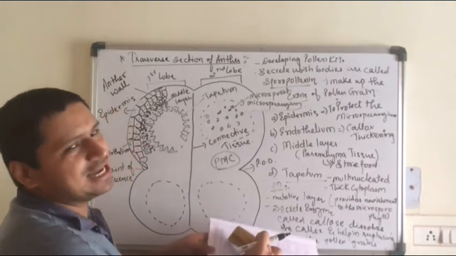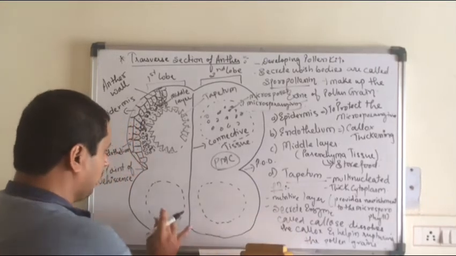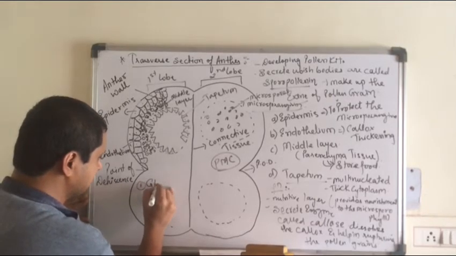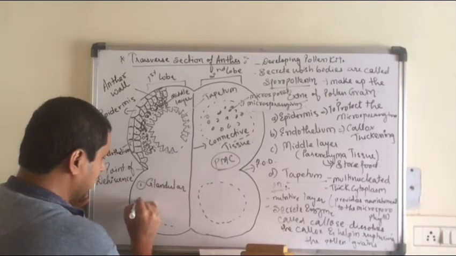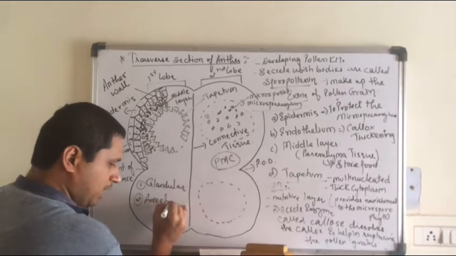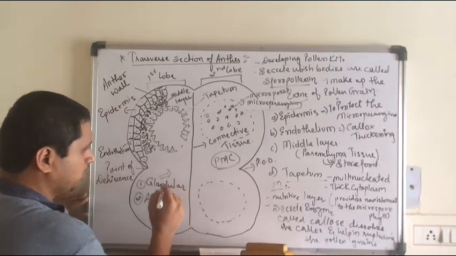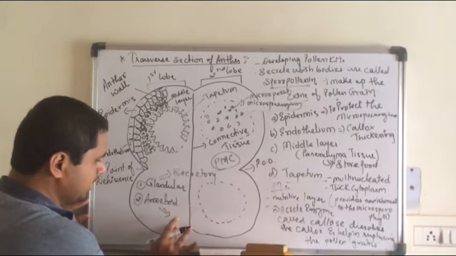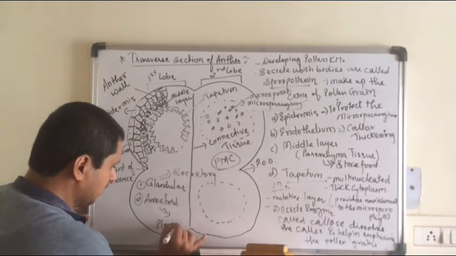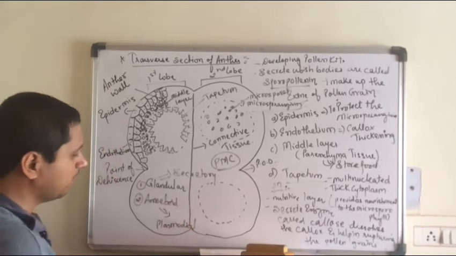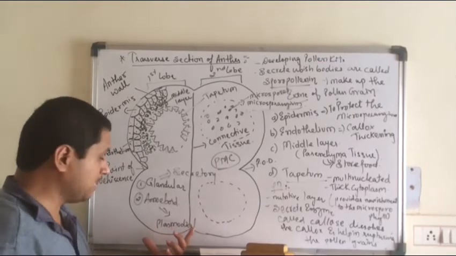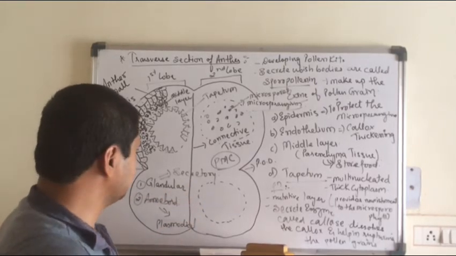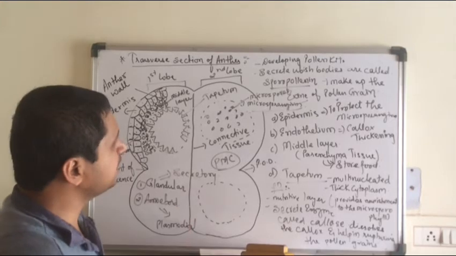Now the tapetum is of two types. There is no space, so I am writing over here. The first one is the glandular tapetum, and the other one is the amoeboid tapetum. The glandular tapetum is secretory in nature, whereas the amoeboid is plasmodial in nature, as the name suggests. And the glandular has secretory substance.